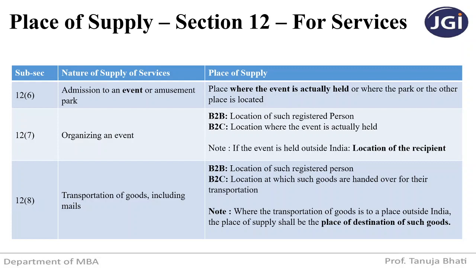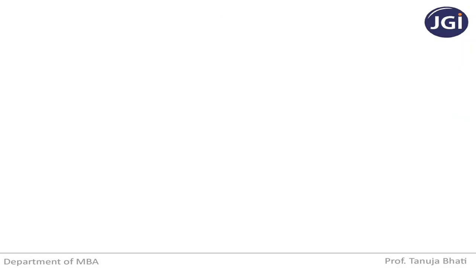Suppose from Belgaum I am giving the goods for transportation to maybe Mumbai. So in Belgaum I am handing over the goods for transportation, so Belgaum will be the place of supply. Note, where the transportation of goods is to a place outside India, the place of supply shall be the place of destination of such goods. So where the goods are destined to reach, that will be the place of supply in case the goods are to be transported outside India. So here we covered case number 4, 5 and 6. Let us see problems on these cases.